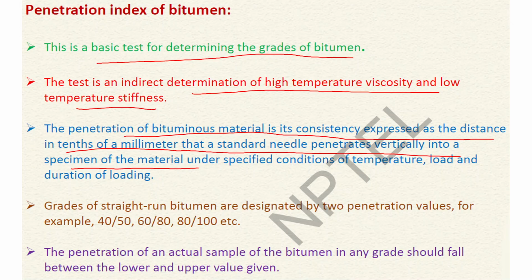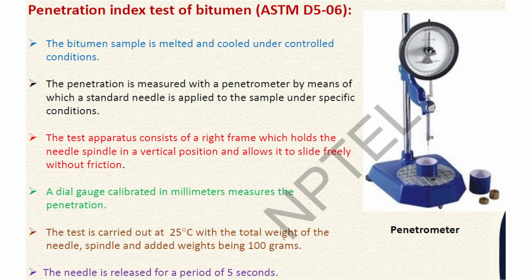Okay. The penetration of an actual sample of bitumen in any grade should fall between lower and upper values. So these are the grades of bitumen. Basically, 40-50 is simply 40 to 50, or 60 to 80. So the penetration should fall in between these two values, like from 40 to 50. Okay. Penetration index of bitumen.